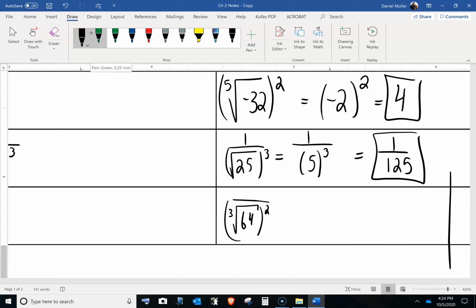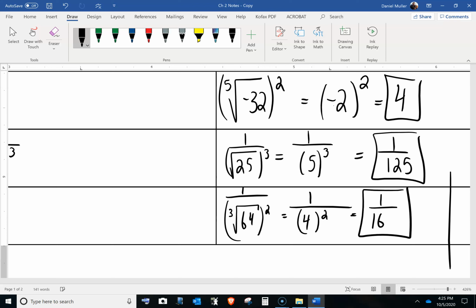I'll try to write this a little bit nicer. 1 over. So 1 over the cube root of 64 is just 4, and then we can square it. And 4 squared is 16. So yeah, it might seem a little strange that all of this goes down to 16, 1 over 16. But the cube root of 64 is 4, and then you can square that. So that's how you do this. You're going to have to practice it.